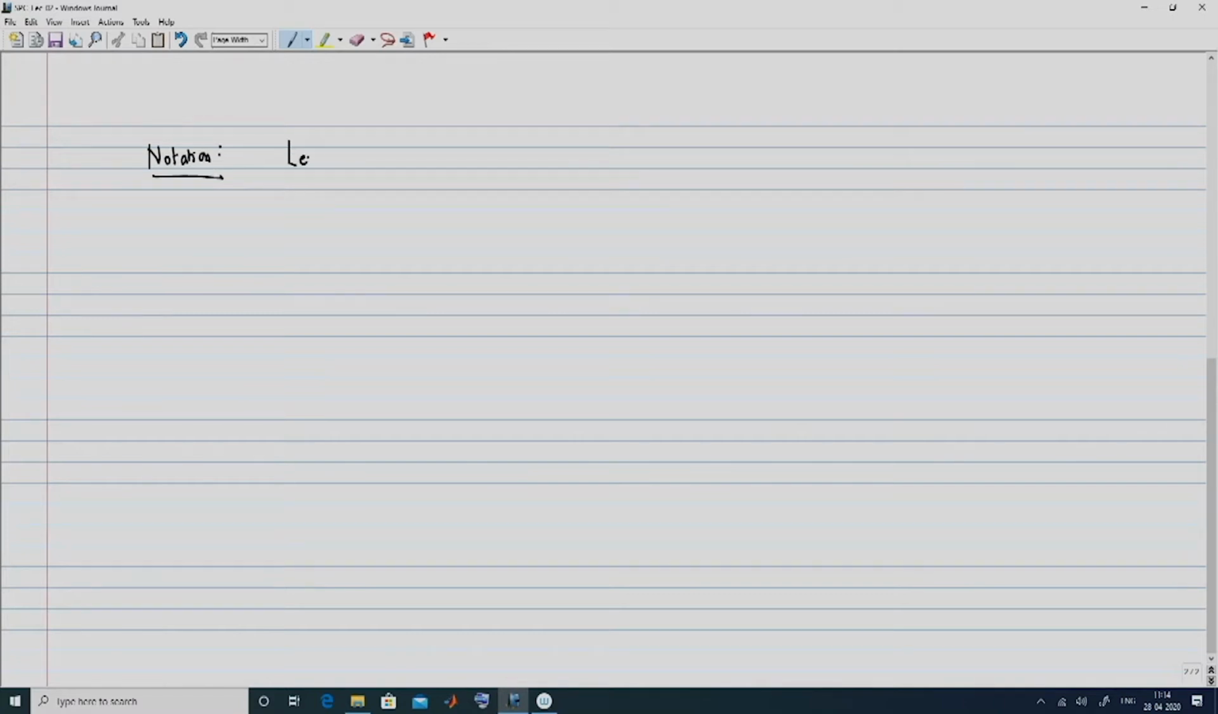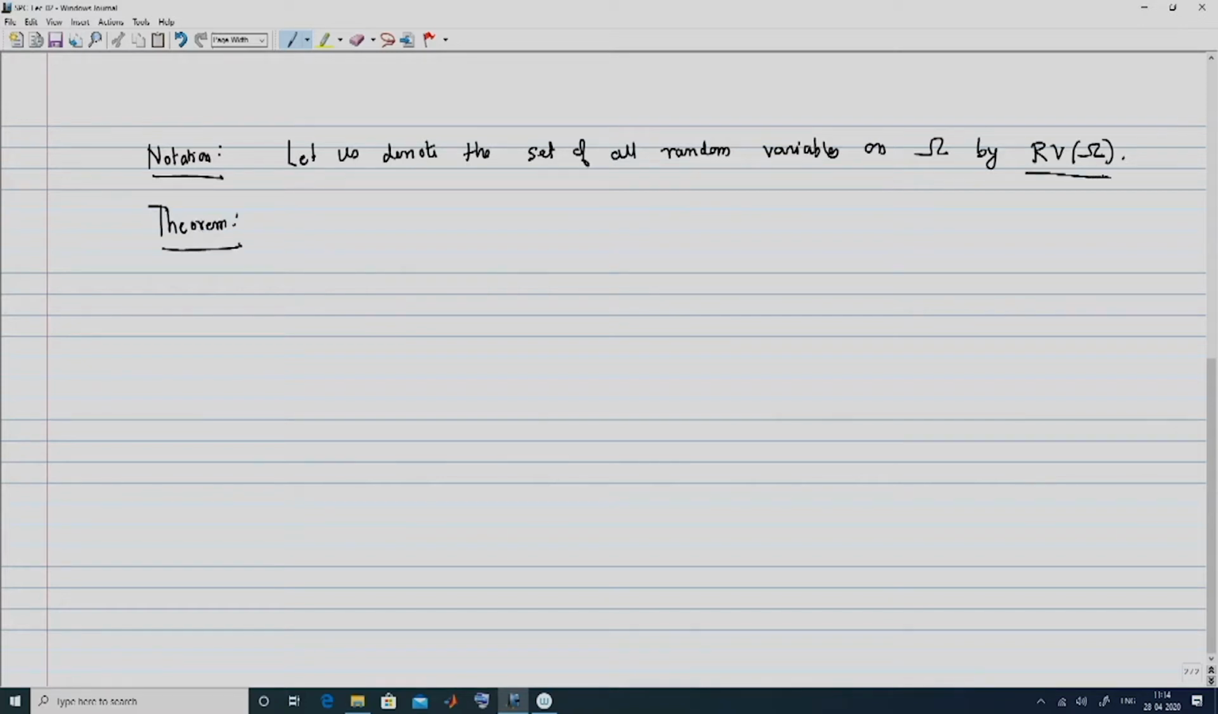Okay. So, let us now introduce a certain notation. Let us denote the set of all random variables on the sample space omega with the notation RV of omega. Now, this is followed by a theorem, and we will see why we introduce this notation RV of omega.